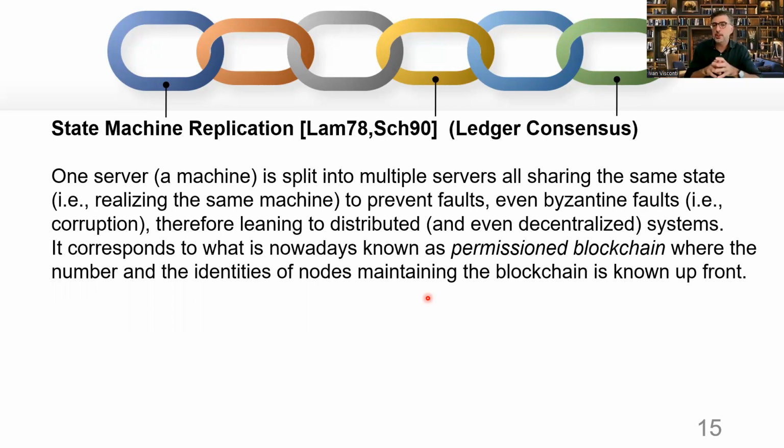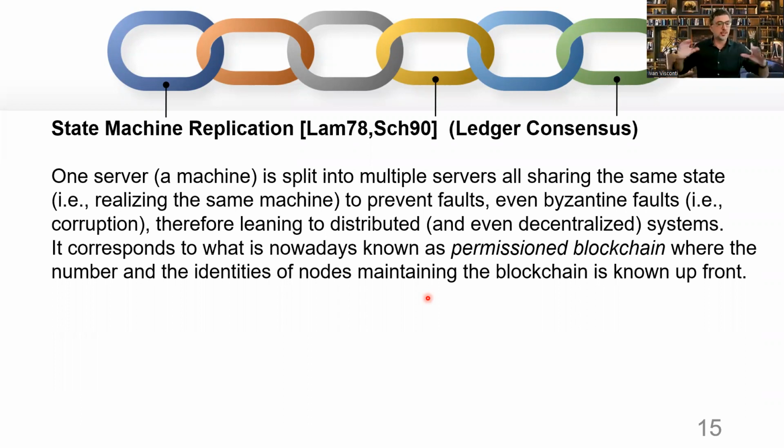So one server, a machine, is split into multiple servers sharing the same state, so basically realizing the same virtual machine. And this is to prevent faults, even Byzantine faults, which means a corrupted player, somebody that is playing against you. And if we can do that, we are going towards a decentralized system. The difference between distributed and decentralized is essentially based on the fact that you might want the system still to belong to the same identity, just to make sure that a computer is not just captured by someone else who wants to have several machines, okay?